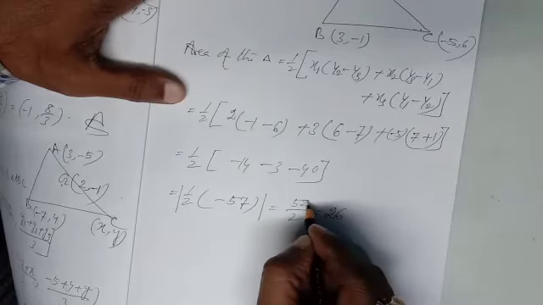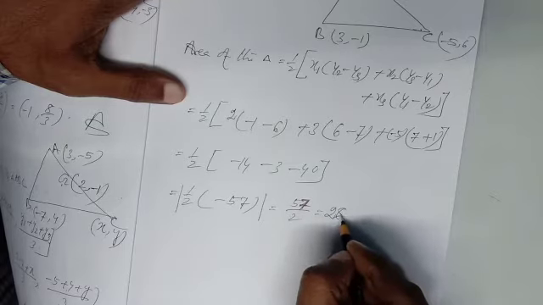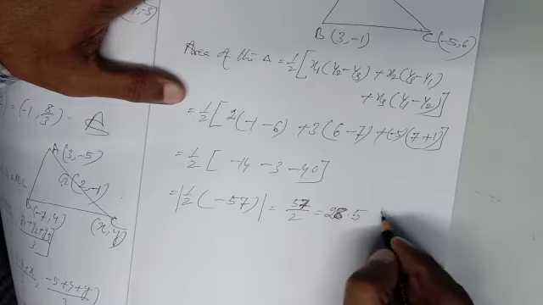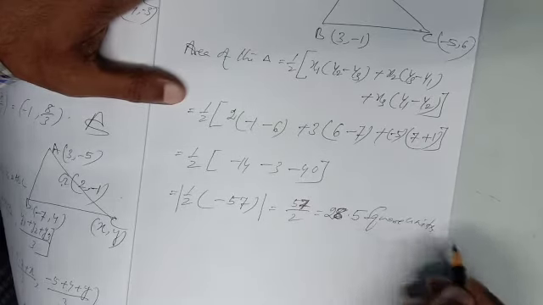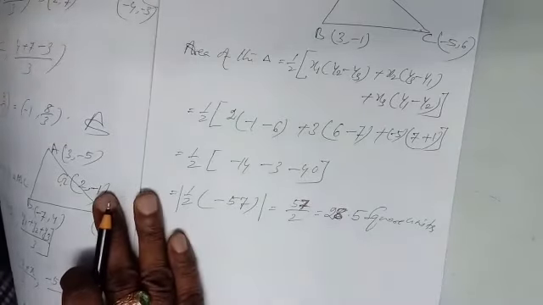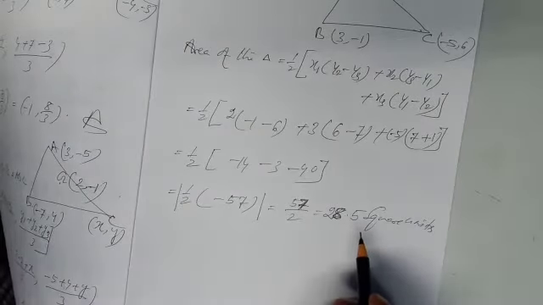Sorry, this is 57 given, 57 by 2. 57 by 2 means 28.5 square unit. In this way I have found number 3, find the area of triangle.